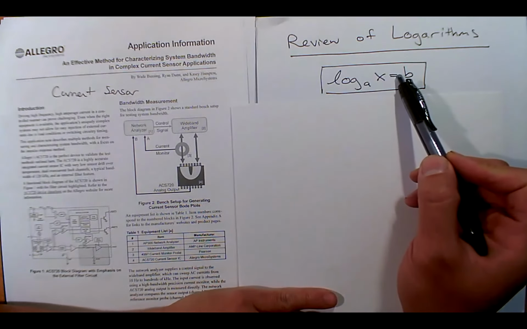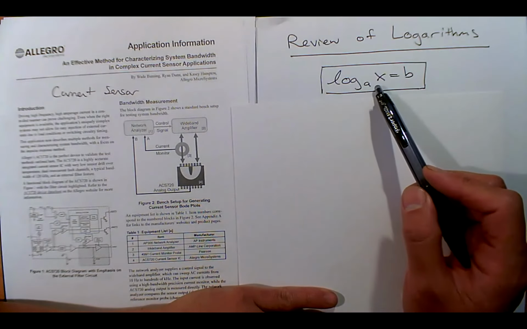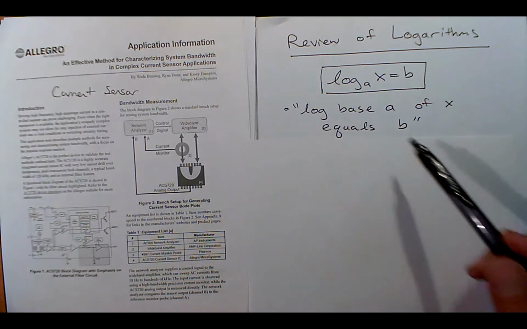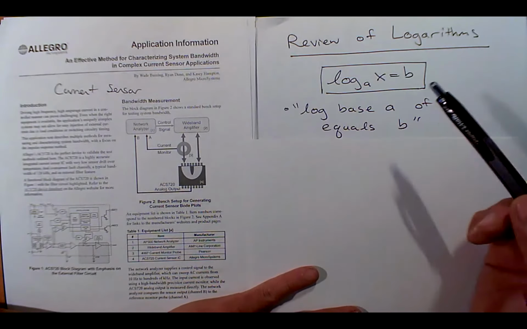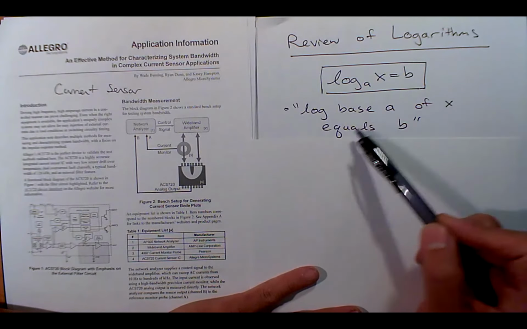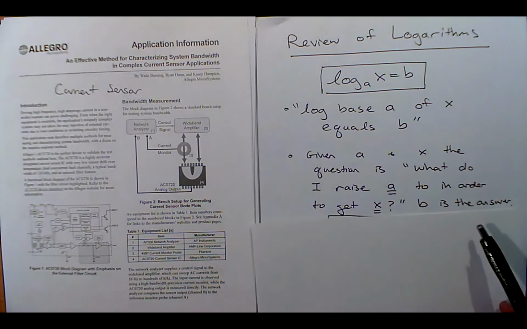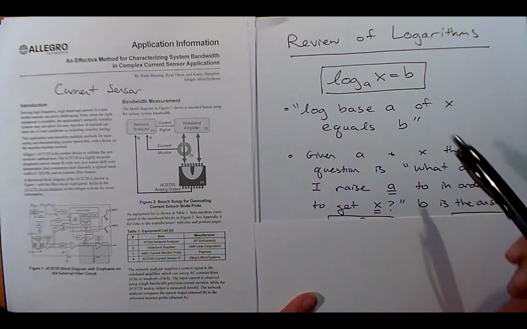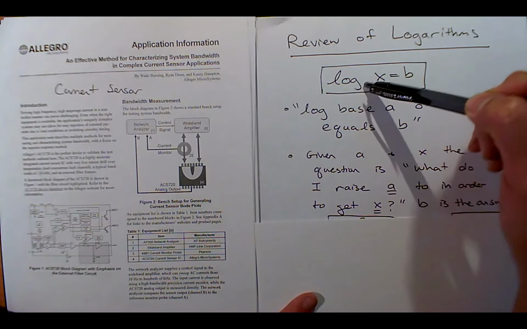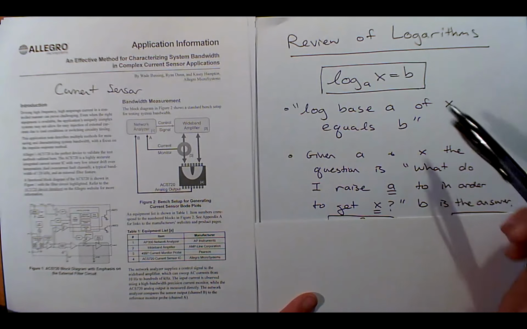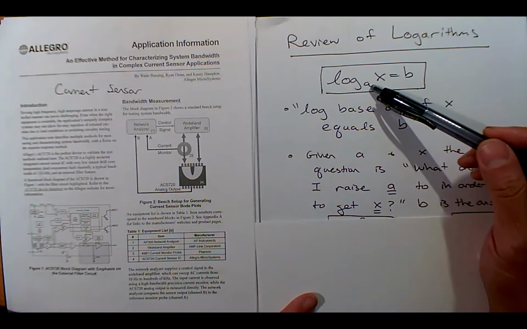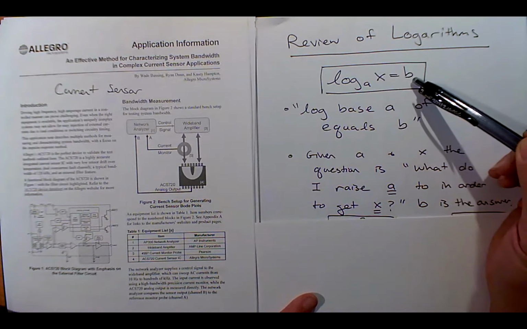Log base A of x equals B. And still to this day, when I look at this, I just shudder. I'm like, oh, gross. What does that mean again? I always have to say this to myself: the log base A of x equals B, which means given an A and an x, the question is, what do I raise A to in order to get x? And B is the answer.